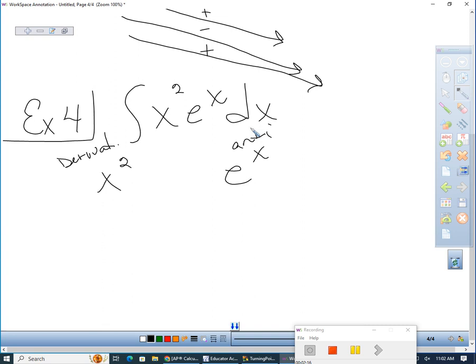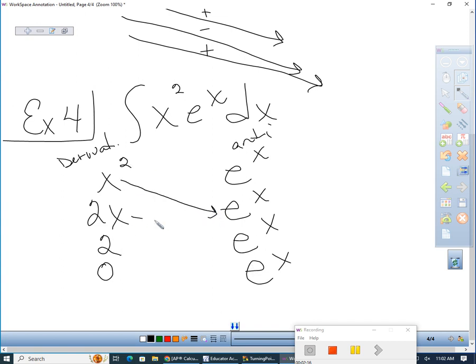All right, so on the left I have x squared, which becomes 2x. The derivative of 2x is 2, and the derivative of 2 is 0. On that side, we do the antiderivative. The antiderivative of e to the x is e to the x. The antiderivative of e to the x is e to the x. And you go until you're across from 0, which is e to the x. Now you diagonal it, so this one's going to multiply by the second one here. This one's going to multiply here, and this one's going to multiply here. And we go positive, negative, positive.